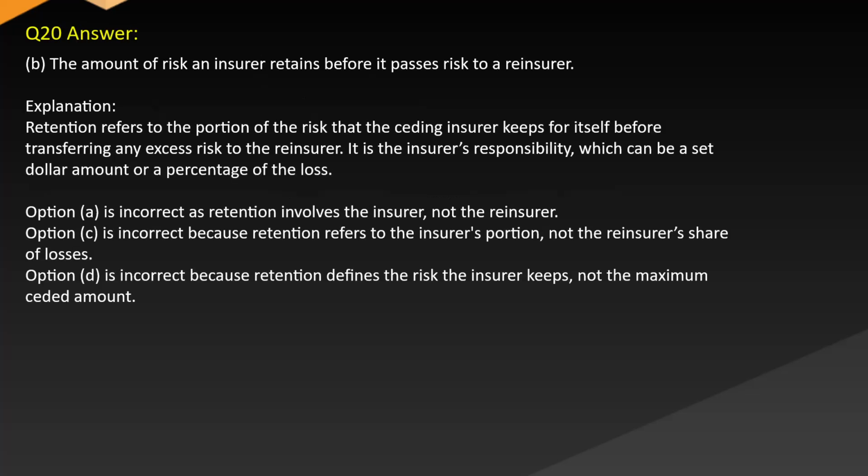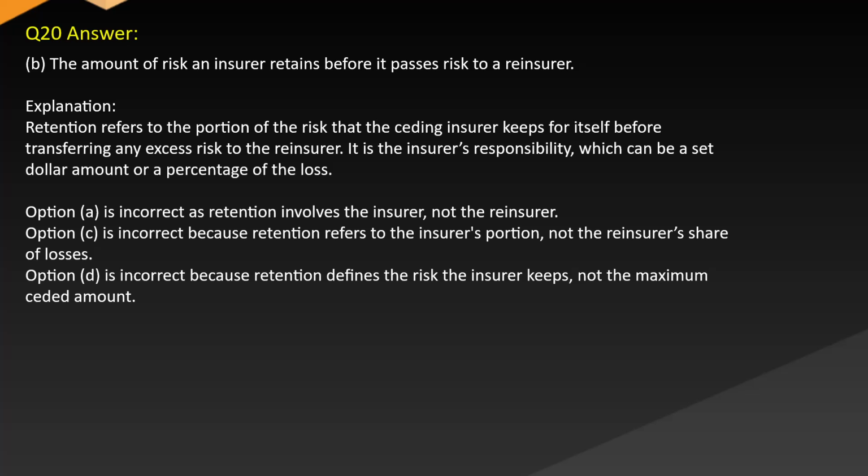Answer: B. The amount of risk an insurer retains before it passes risk to a reinsurer. Explanation: retention refers to the portion of the risk that the ceding insurer keeps for itself before transferring any excess risk to the reinsurer. It is the insurer's responsibility, which can be a set dollar amount or percentage of the loss.